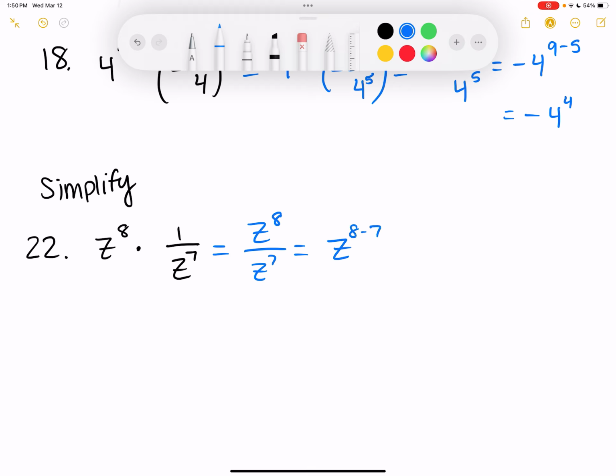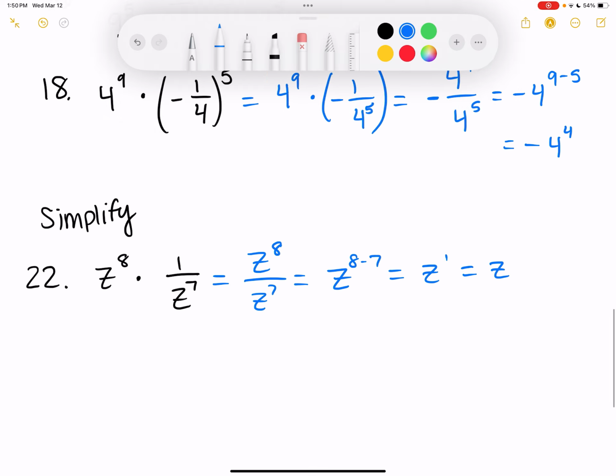Again, you do not have to. This would give me z to the 1, which I would write as just z. So you can go straight from here to here. Once we get to these problems that just say to simplify, the ones that need to be written as exponents, we need to show out that step to make sure that we've got it down.